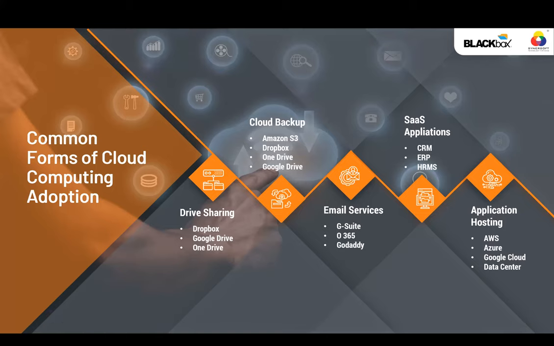We use cloud computing in our personal capacity, and we try to use cloud computing for enterprise. For these purposes, one is drive sharing. We want to collaborate with users distributed across locations. It could be Dropbox, Google Drive, OneDrive, and we want users to share the data and collaborate on their data files using drive sharing. Then we use cloud backup for off-premise backup. For that purpose, we have very good options like Amazon S3, Dropbox, OneDrive, Google Drive. We want to back up our enterprise data on these cloud backup systems.